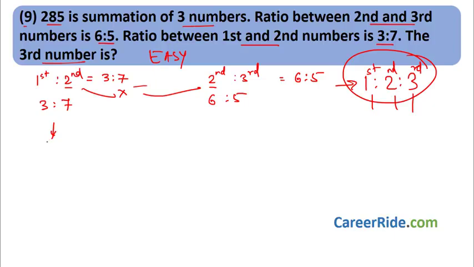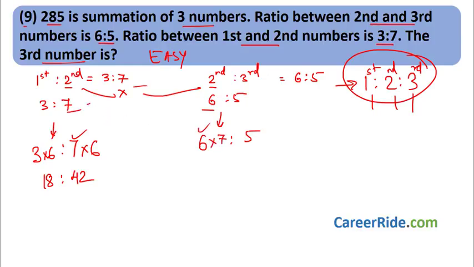How to do it? Take the 3:7. The two values of the second number are 7 and 6. We already have 7, so multiply by 6. Multiplied by 6, 6 3s are 18, and 7 6s are 42. Now take the 6:5. The two values of the second number are 7 and 6. We already have 6, so multiply by 7 throughout. What do we get? We get 42 is to 7 5s, which are 35. So the values of the second number are now the same.